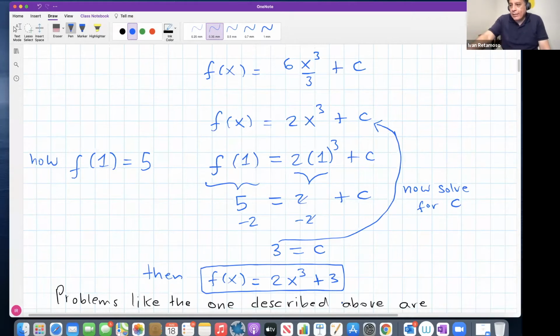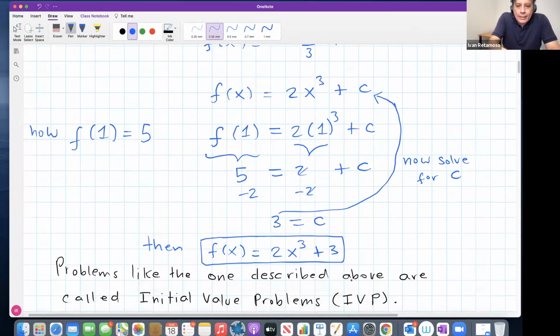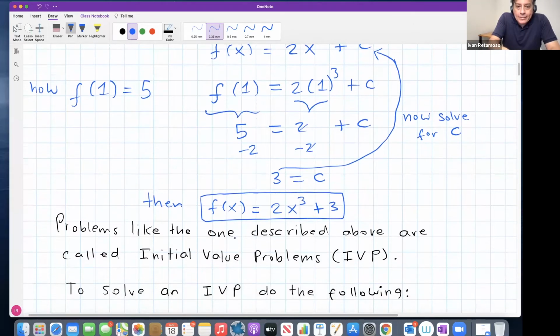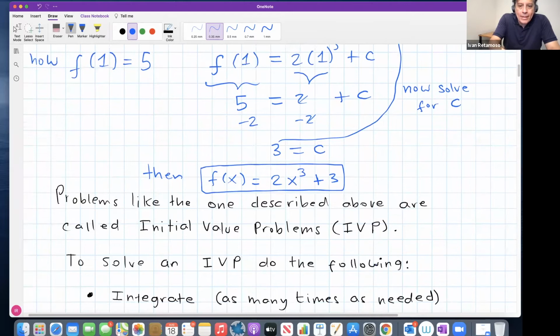So this is the whole idea of these initial value problems. With information about the derivative, and with information about an evaluation of the function, you can find the actual function. Okay, so problems like this, the ones that I just described, are called initial value problems. Shorthand for initial value problems, IVP.